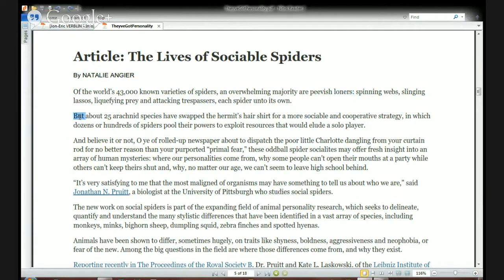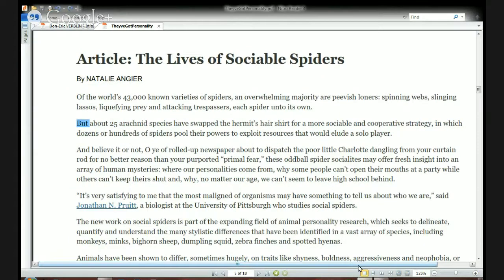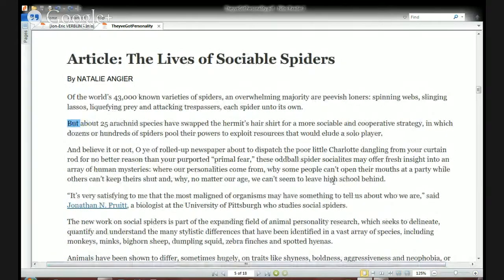But, Asama, you see the but. So that means there's going to be a contrast between what we think and reality. So in reality, we have some spiders that are... are they all loners? All of them? Some species, some spiders have a more sociable life and cooperative strategy. Absolutely. Yeah.